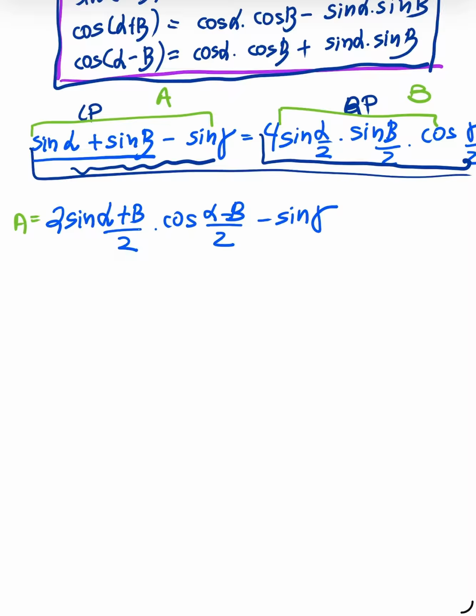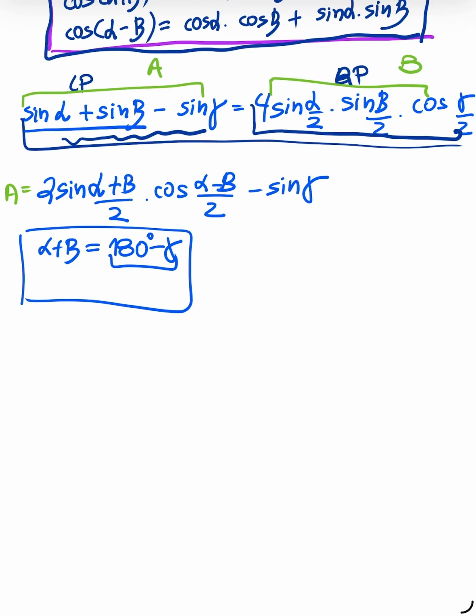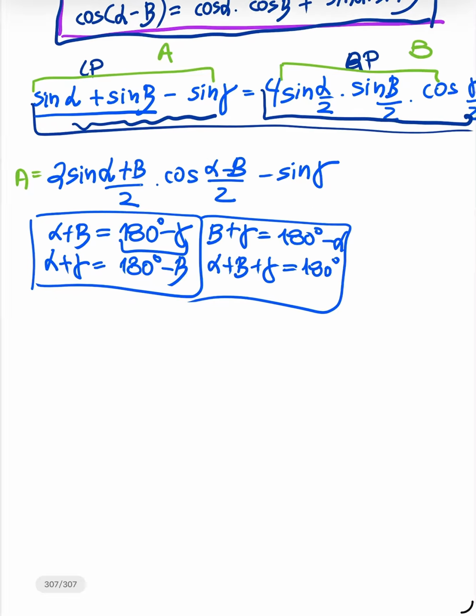Now what we can use is that we know that alpha plus beta in a triangle is equal to 180 degrees minus gamma. Because we are working in a triangle, we can use alpha plus gamma is also equal to 180 degrees minus beta. We can also use beta plus gamma is equal to 180 degrees minus alpha, and also alpha plus beta plus gamma is equal to 180 degrees, which is always true, and you should know that.